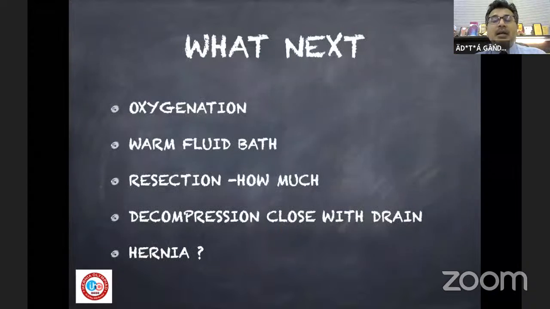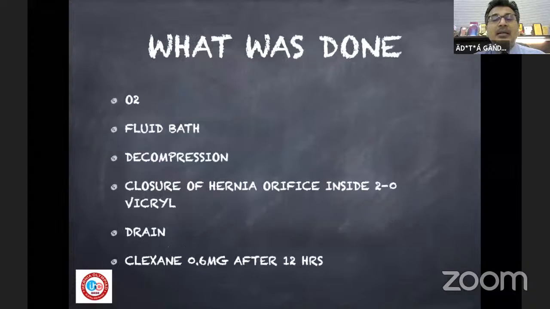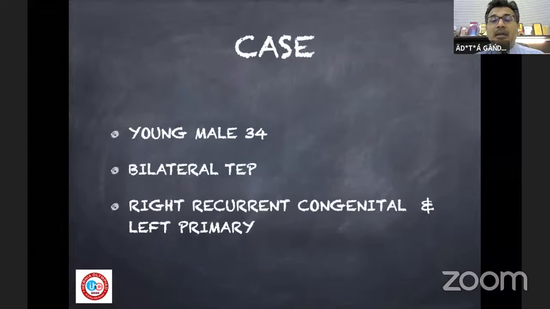Later on, he came to me after six months, settled, and then I did a TEP for him, and he was absolutely fine. But what I did at that time was I just did a tissue repair and closed that ring, because I didn't want to replace the omentum with something else. So I removed the omentum, closed with tissue repair like we do for a pediatric hernia, and then called him back later. So again, another case, a young male of 34.